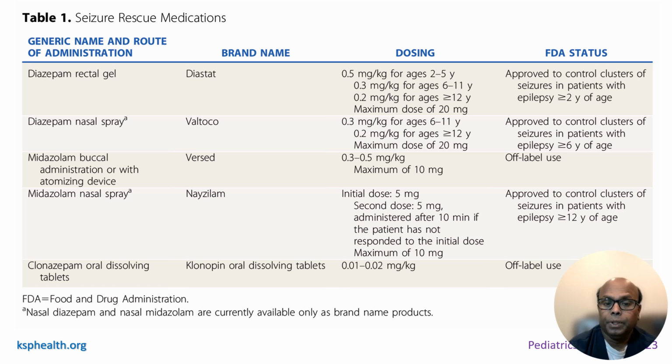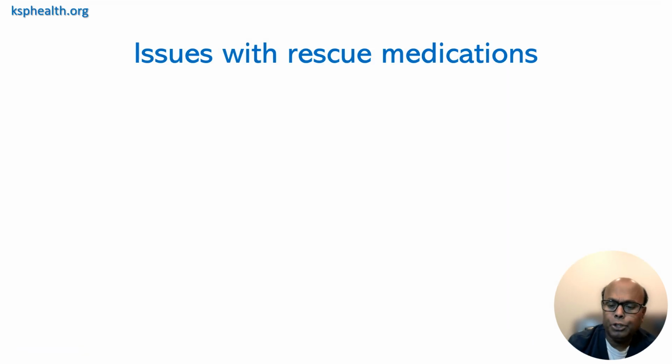Midazolam buccal administration is often used in hospital settings because it's available, 0.3 to 0.5 milligram per kilogram, max of 10 milligram. Midazolam nasal spray is recently available. Initial dose is 5 milligram, and a second dose of 5 milligram is administered after 10 minutes if the patient has not responded to the initial dose. The maximum dose is 10 milligram. It is approved for patients more than 12 years of age. Clonazepam is a dissolving tablet, can be used at 0.01 to 0.02 milligram per kilogram. It is off-label use.